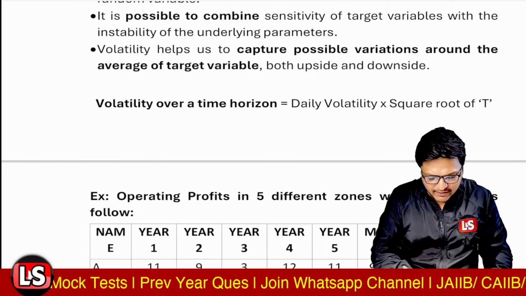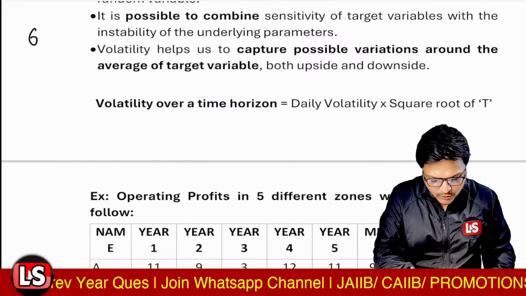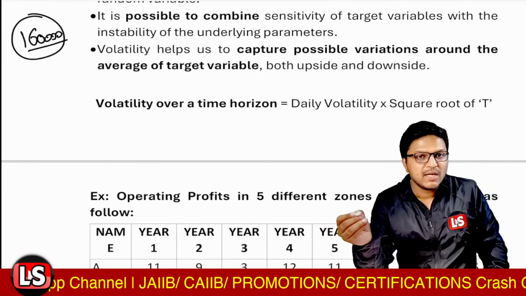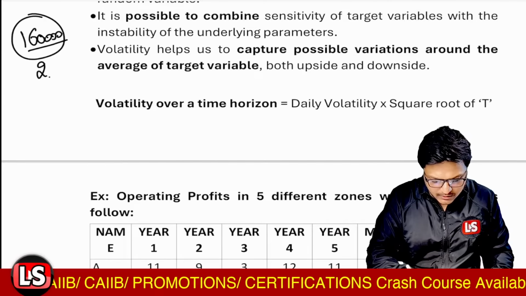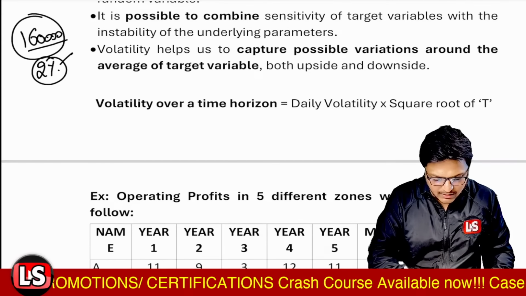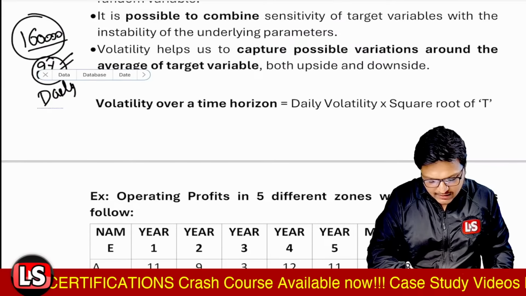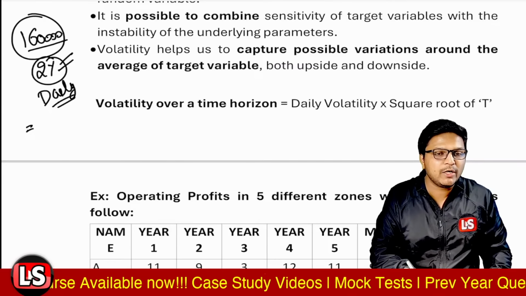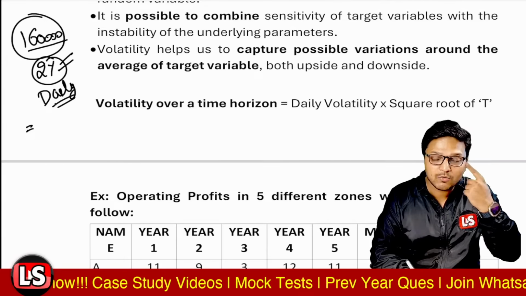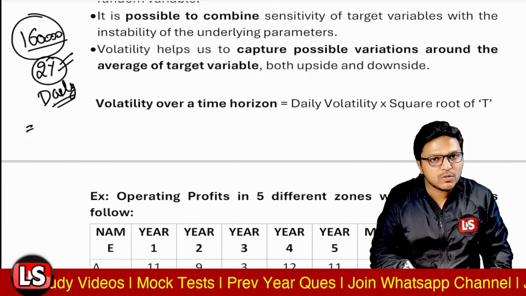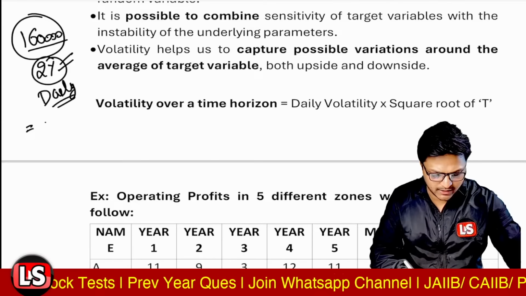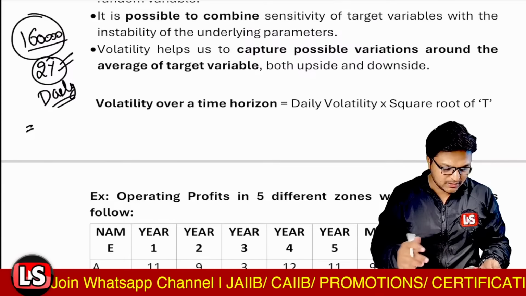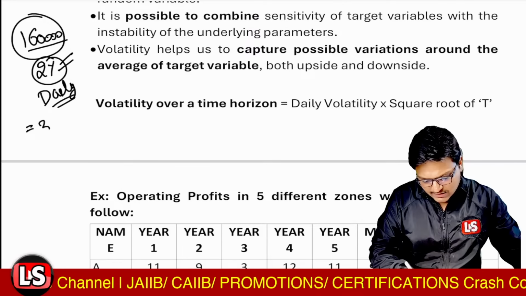Let's say I'm having a particular portfolio of 1,60,000 rupees as the portfolio amount, and I'm having the daily volatility of 2%. Now, daily volatility of 2% would be equivalent to 2% of 1,60,000. So 1,60,000 multiplied by 2% is equal to 3,200.